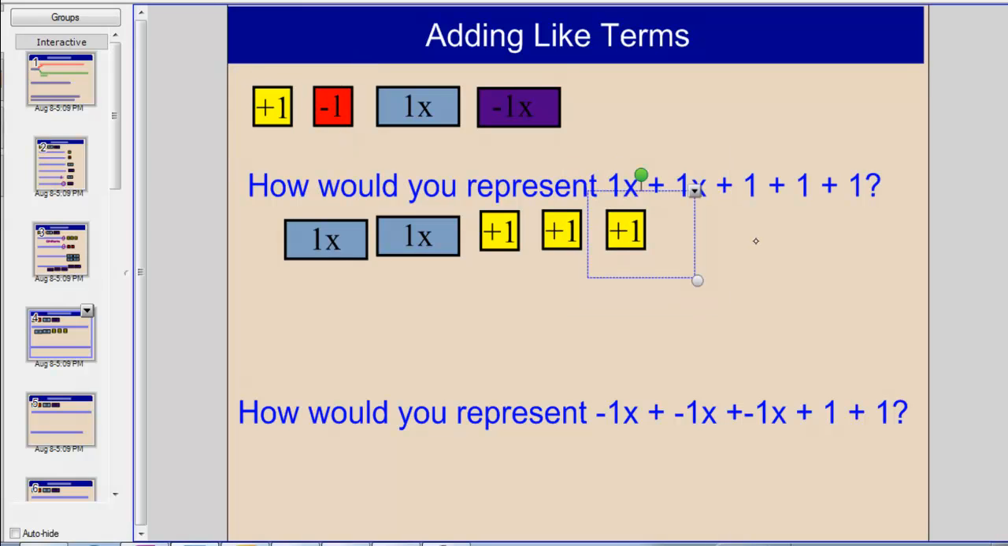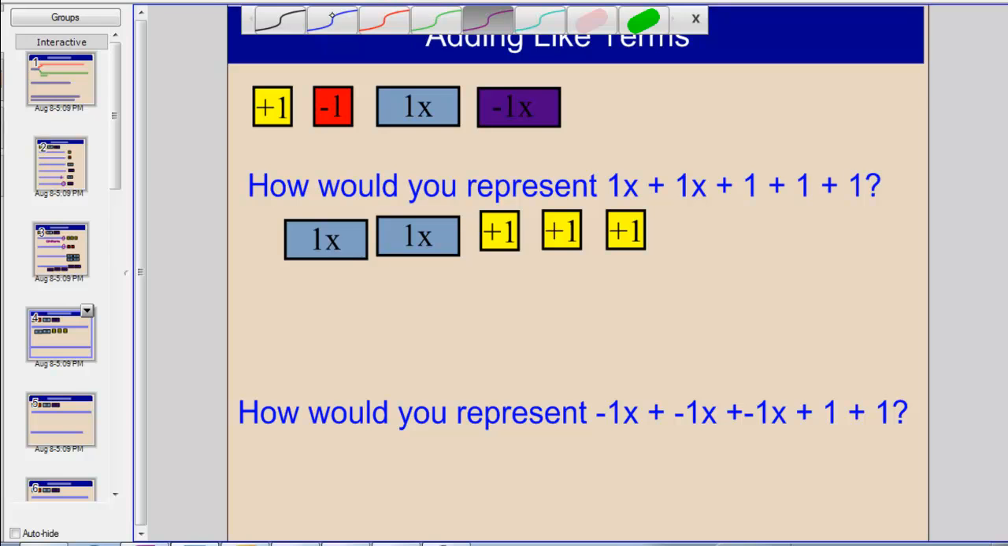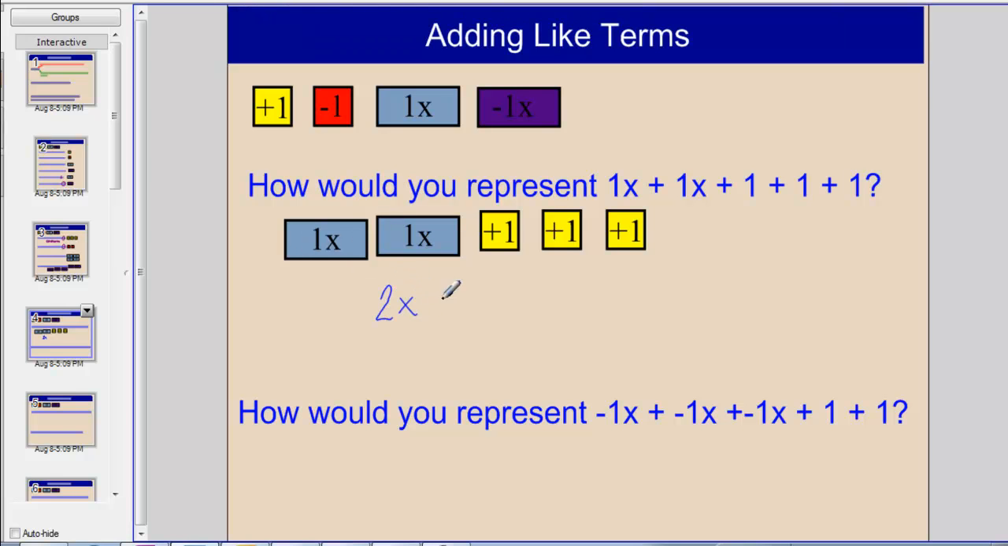Now here's the next question I have for you. What does that equal? So this is a positive 1x plus a positive 1x. How many x's do we have there? What would you get when you add all that together? 2 x's? And then we're going to add to that these 3 positive 1s. So what does that equal? 3. So this is 2x plus 3. This is called an expression. And we can't add our x's and our 3 together. So that's the final answer.